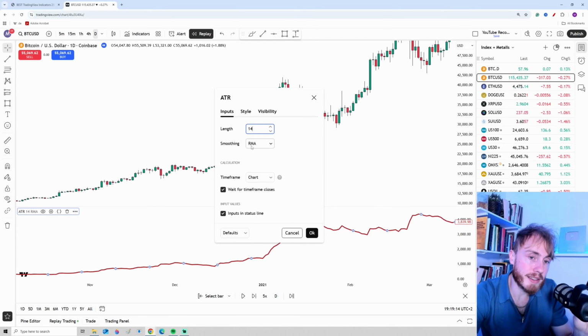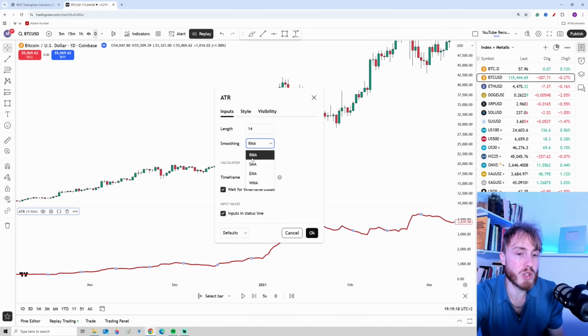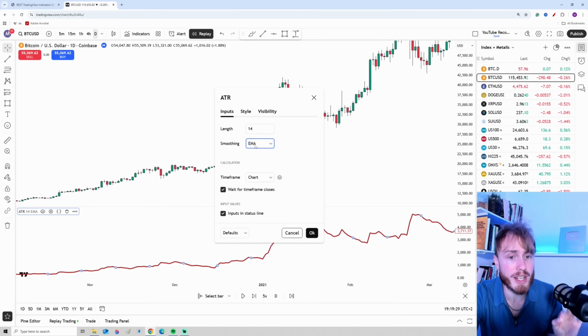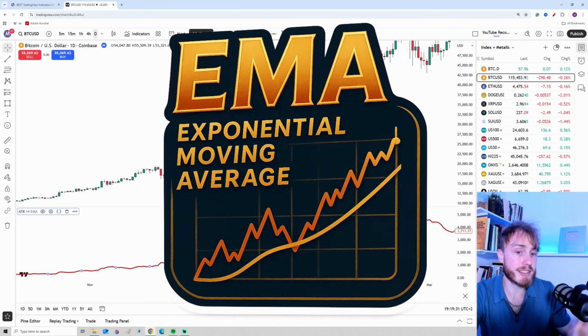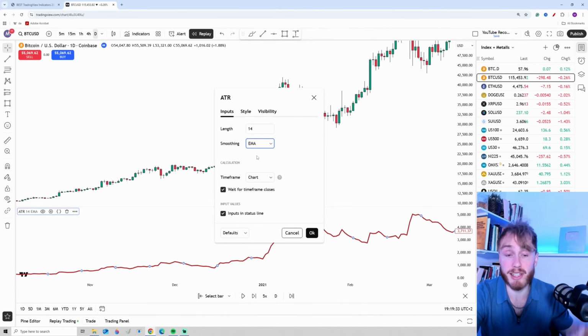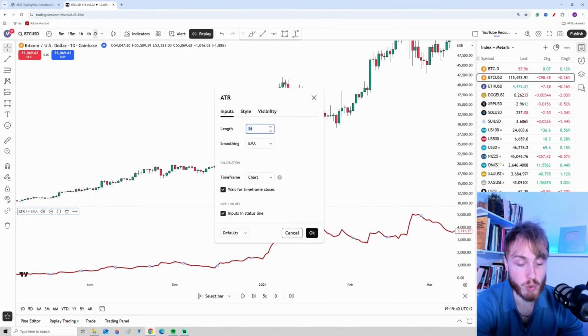The next thing you can change here is the smoothing, and the RMA was the original calculation method. So this is actually the calculation method I do recommend. But if you use a shorter time frame, some traders actually opt for the EMA. This stands for exponential moving average. This is a common standalone indicator, but you can definitely use the EMA here if you are going for the shorter term settings like the 7 or like the 10.